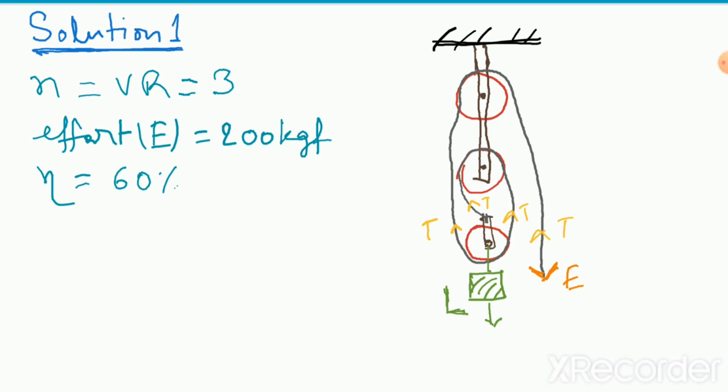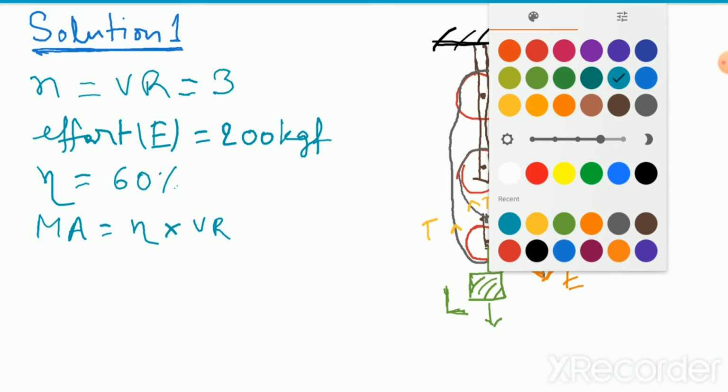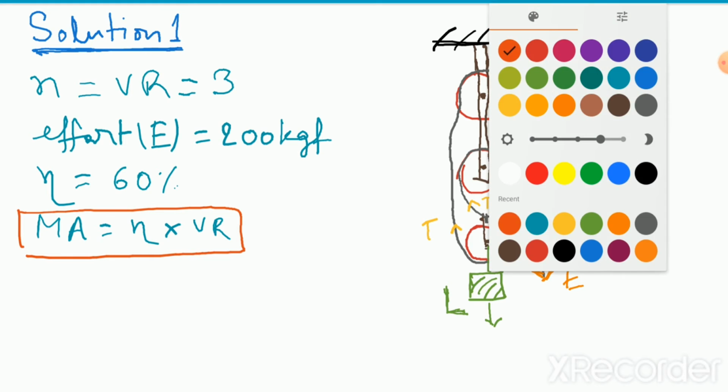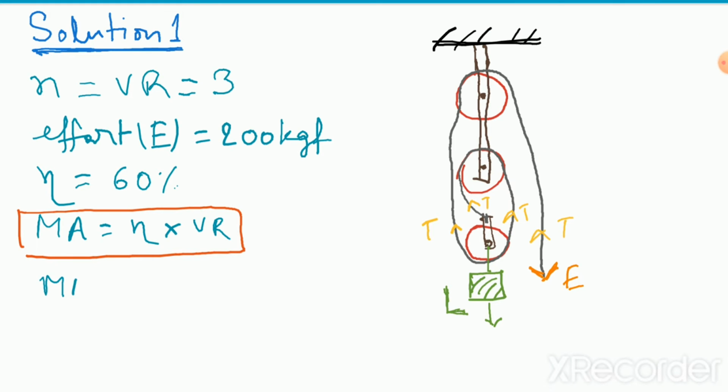Now remember one thing, we know that the formula is MA equals eta into velocity ratio, isn't it? So this is the formula for the mechanical advantage. Now to calculate the mechanical advantage, MA equals efficiency, which is 60%, so I can write 60 by 100, into velocity ratio, which is 3. So this cancels out, 3 into 6 is 18, so it's 18 by 10. So this is the mechanical advantage.